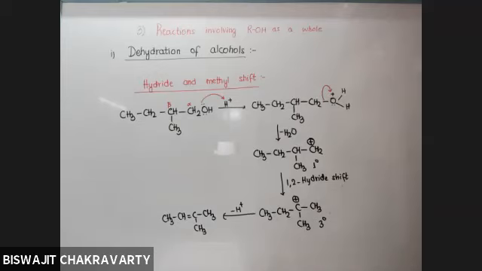Sir, if the beta carbon can donate the hydrogen. Okay. Now, can it donate hydrogen or give away the hydrogen in every case, or only when there is a possibility of conversion from less stable carbocation to more stable carbocation? Sir, only when there is a possibility of conversion from less stable to more stable carbocation. Yes. So that has to be taken care of.